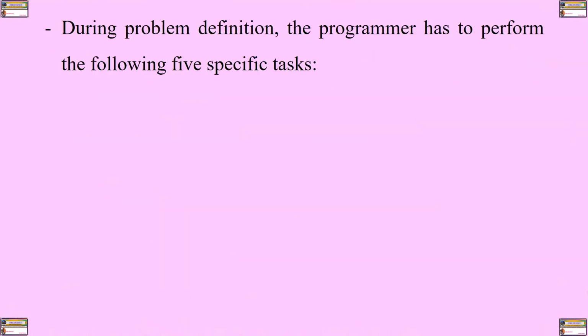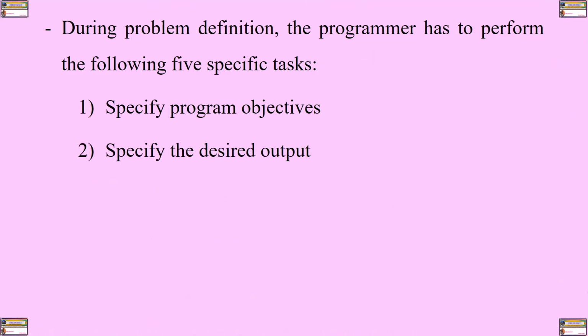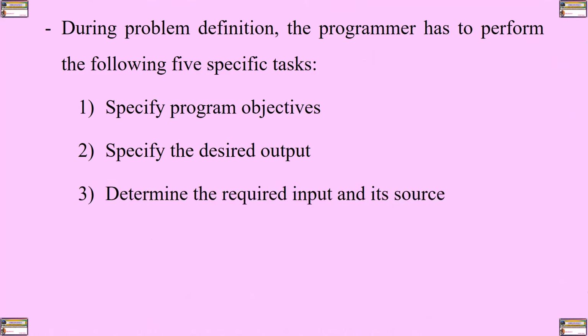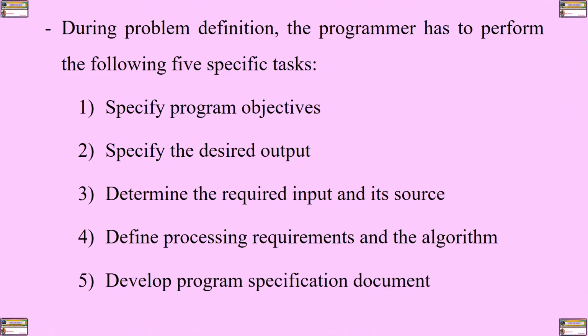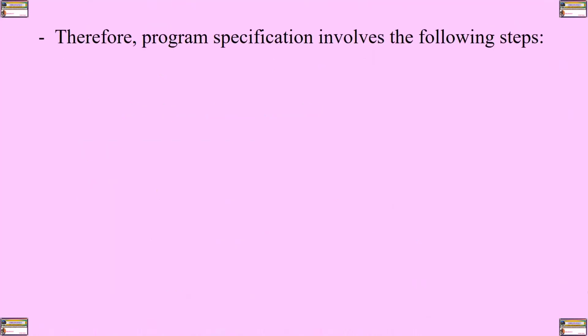During problem definition, the programmer has to perform the following five tasks. Number one is specify program objectives. Number two is specify the desired output. Number three is to determine the required input and its source. Number four is to define processing requirements and the algorithm. Number five is to develop the program specification document.